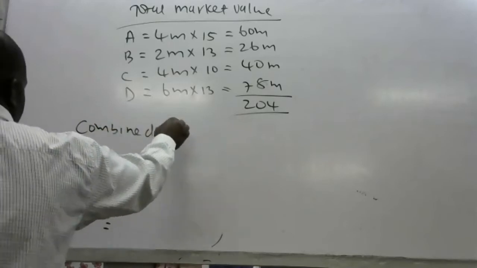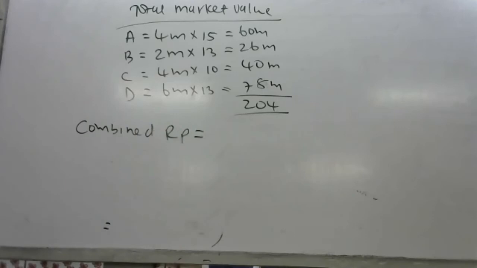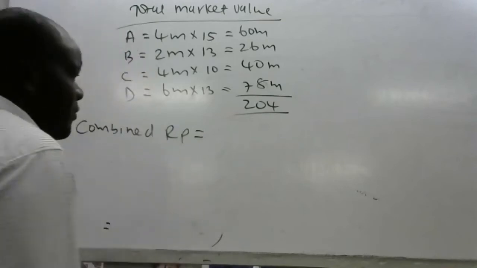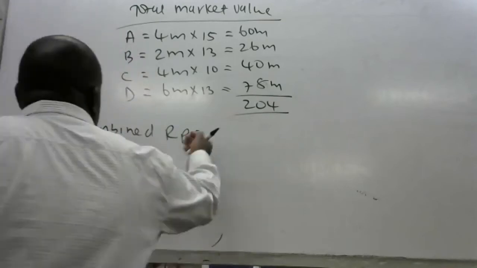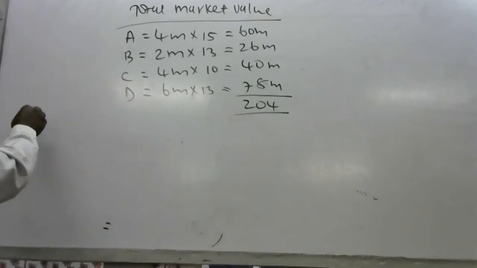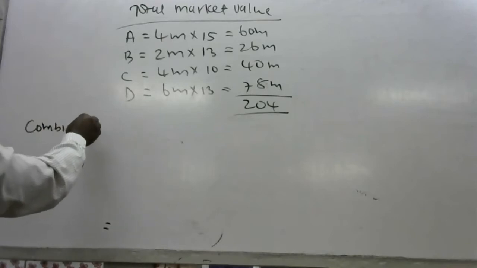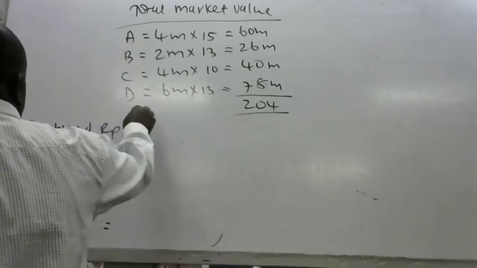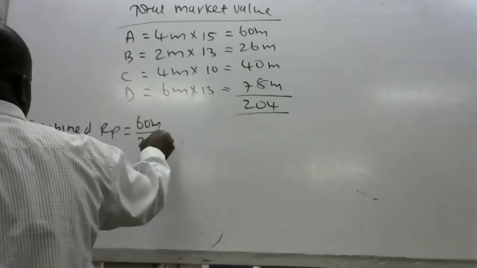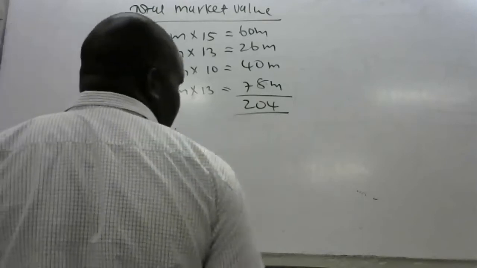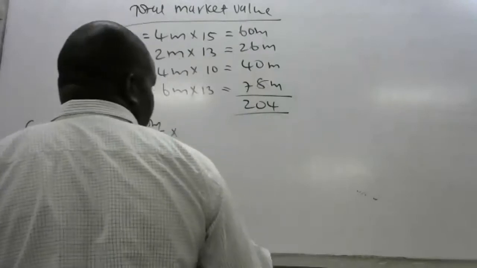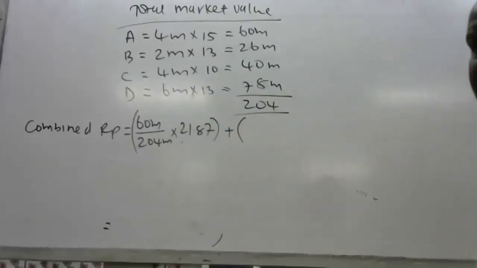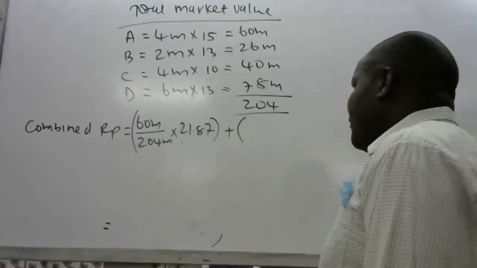We need to get the combined return of the portfolio. We had already calculated the individual returns, but we only combine them using those proportions. So for the combined return of the portfolio, the first one, you take the 60, divide by the total 204, multiplied by 21.87. These figures, you already have them. We had already calculated the return of that stock.